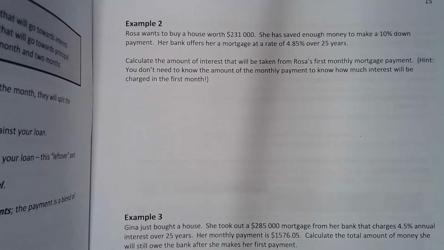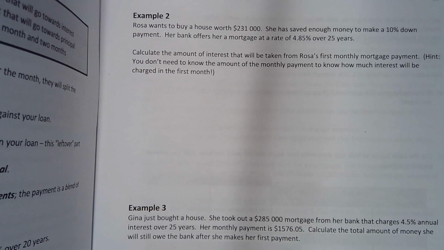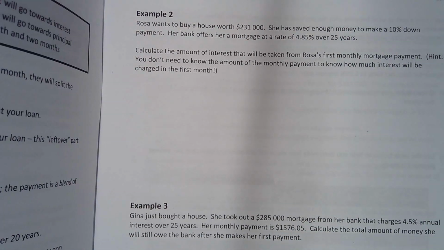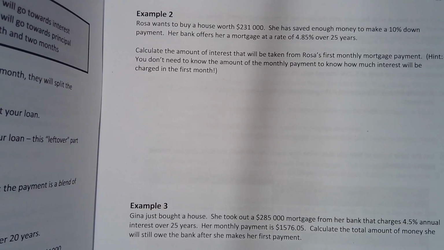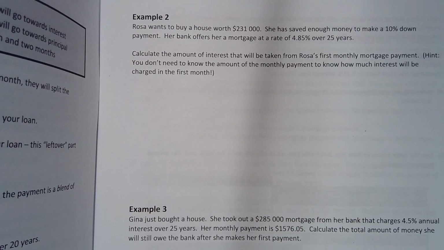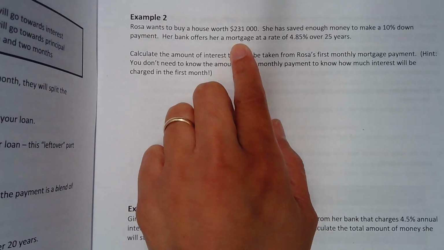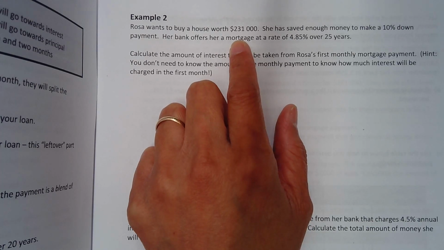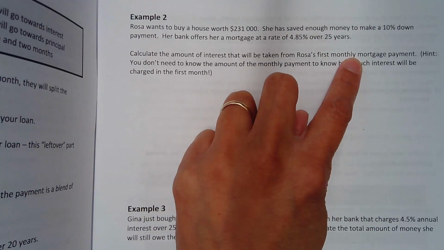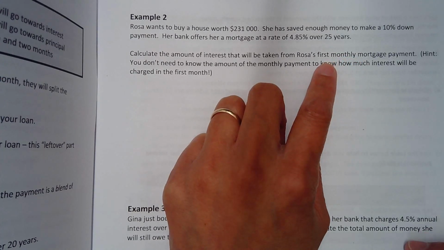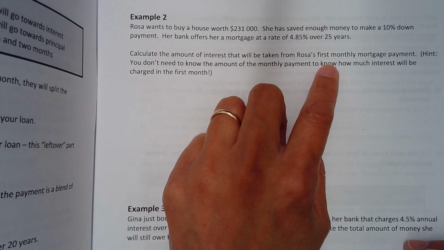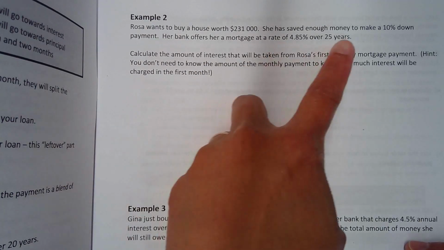Take a look at question number 2, or example number 2. Rosa wants to buy a house worth $231,000. She has saved enough money to make a 10% down payment. Her bank offers her a mortgage of 4.85% over 25 years. Okay, that's quite a bit of information. $231,000 is the amount of the house, but she's putting 10% down, so we have to figure out how much she's going to borrow from the bank, the loan, and then the interest rate is 4.85%, 25 years.